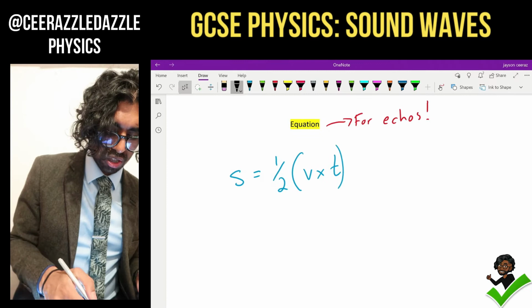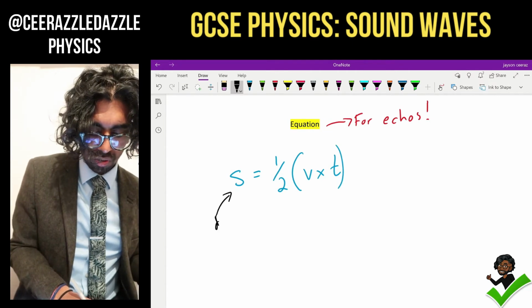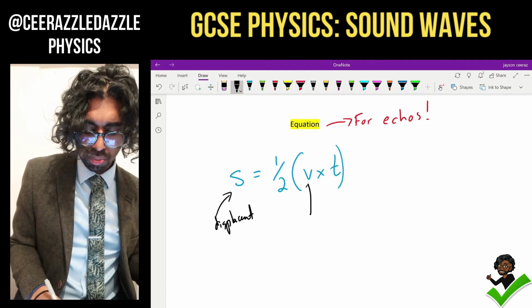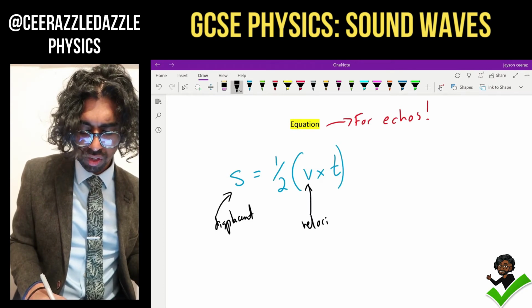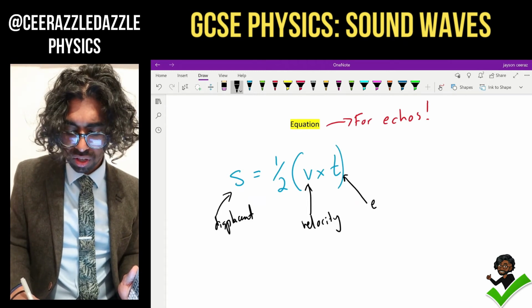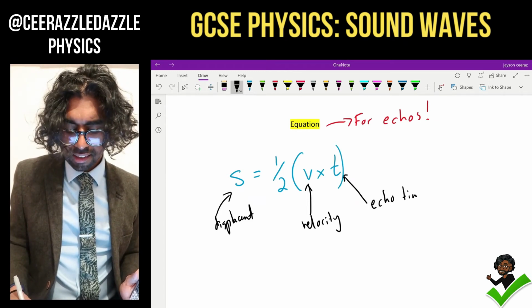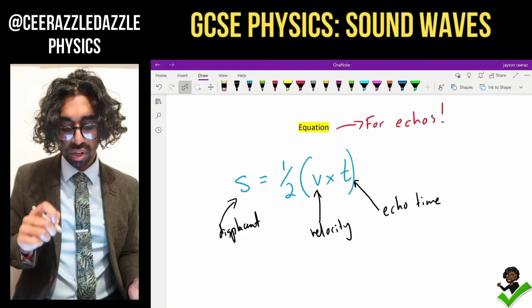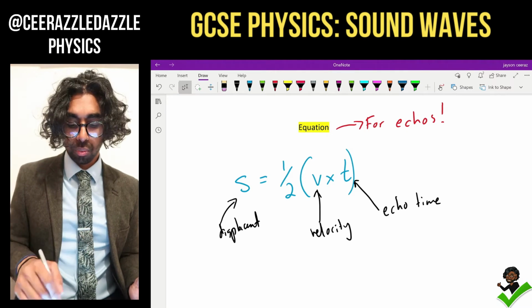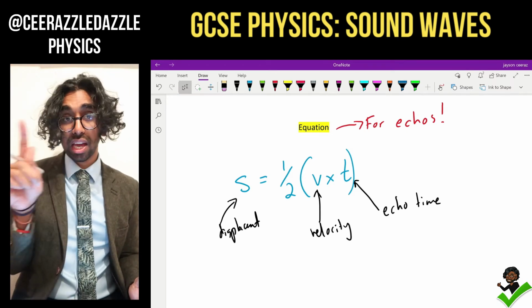So this one is going to be displacement. This one is going to be the velocity of the wave, which is like the speed of the wave. This one is the echo time. So if you want to work out the distance, you'd have to do half times the velocity times the time. Why? Because the time was to go there and back.